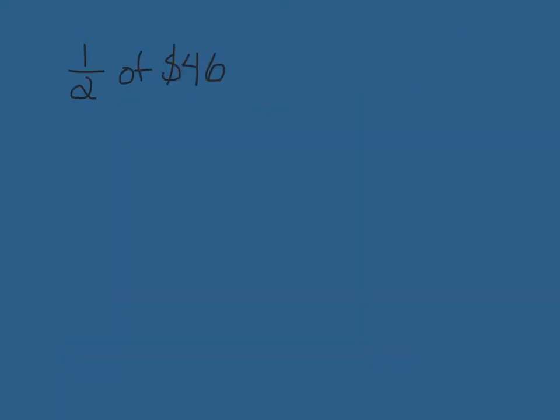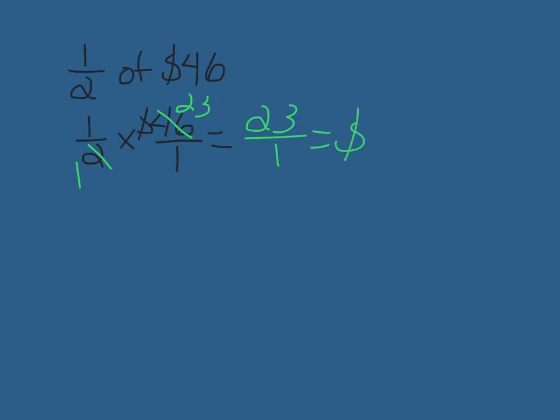Let's take a look at the next example. 1/2 of 46. And remember, when you see the word of, that means you multiply. So it would be rewritten as 1/2 times 46. And I'm going to go ahead and put that as a fraction so it's ready to multiply. 46 over 1. So now I'm ready to multiply. First I'm going to take a look and know that I can reduce this, and then 2 goes into here 23 times, and now all that's left is to multiply. 23 over 1, which equals 23. So that would be $23.